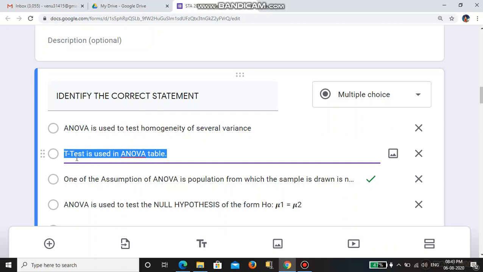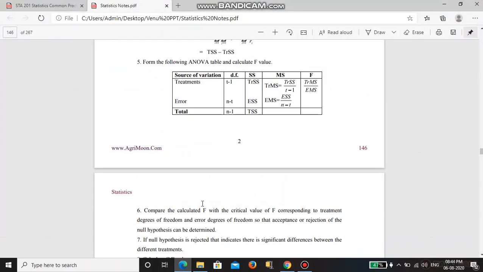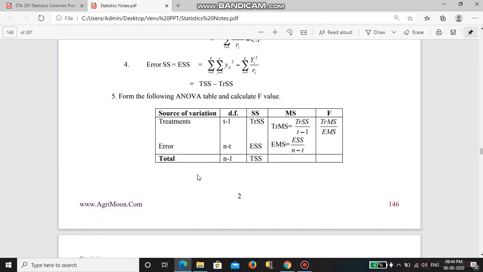And the second statement is, t-test is used in ANOVA table. So it is false, because in the ANOVA table, see here, this is the ANOVA table. In this we are using F test, because we are comparing variance. In the ANOVA table we are comparing variance, so we are using F test. So it is false.